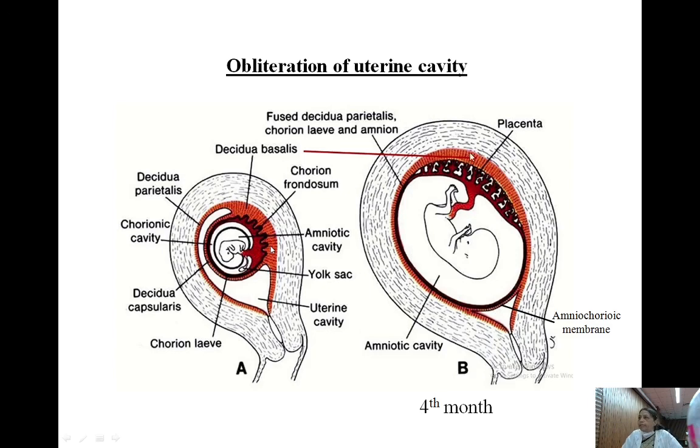Now here you can see the placenta is formed. So the placenta is formed by two structures. One is the chorion frondosum, another is the endometrium. That is, the endometrium is the decidua basalis.